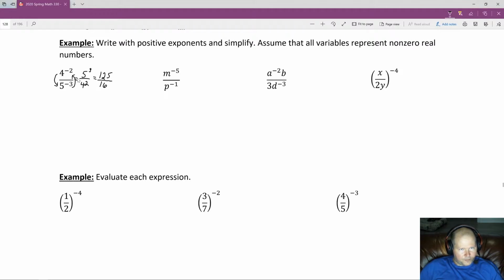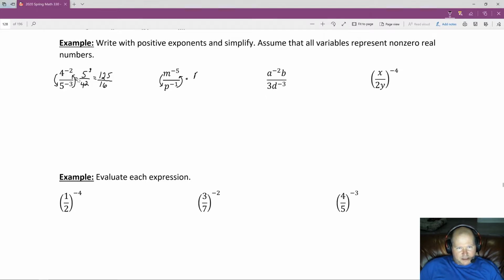All right. Now, the second situation is the same, except now instead of dealing with numbers, we're going to deal with variables, but the same exact concept applies. If it has a negative exponent in the numerator, we're going to put it in the denominator. And if it's a negative exponent in the denominator, we're going to put it in the numerator. So in this case, again, we're just going to flip it.